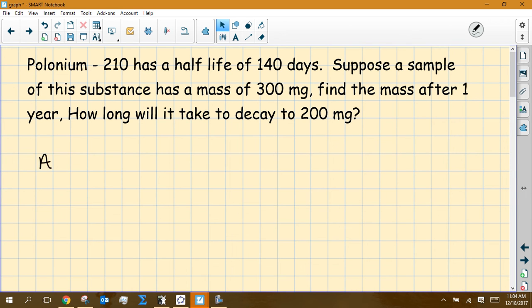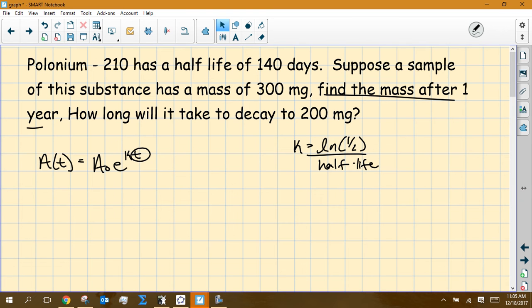So again, we'll start with A of T is equal to A sub 0 E to the KT. Remembering then that K is equal to ln of 1/2 over my half-life. Okay, because in this case, I'm told the time that I'm interested in, 1 year. So I guess there's 2 questions here. Find the mass after 1 year, and then how long will it take to decay to 200 milligrams.